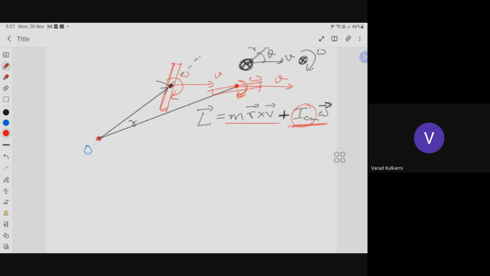Now let us take a real one. A real question. So there's a stick, and at the end of the stick there is a wheel. Okay, like this is the axle of the wheel. Is it kind of clear, guys? And then it is rotating with omega like this.